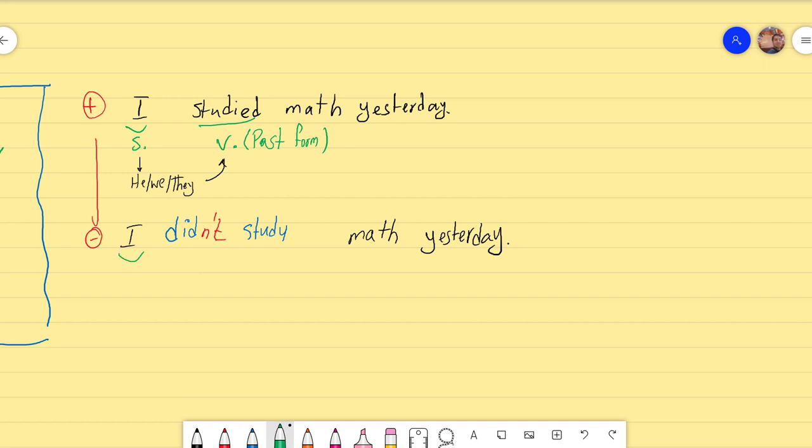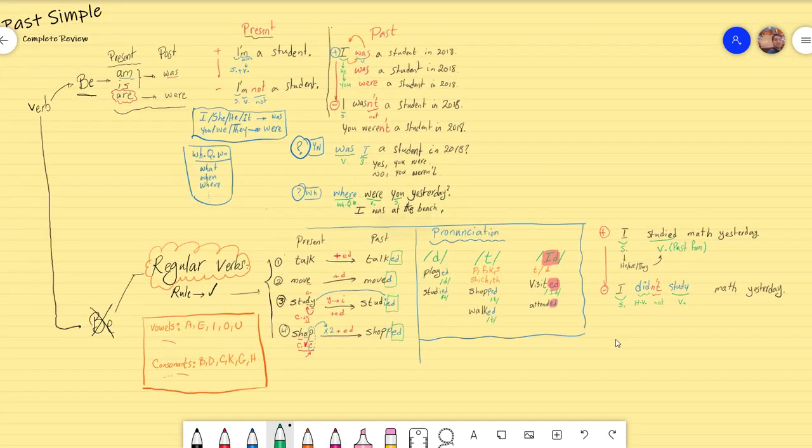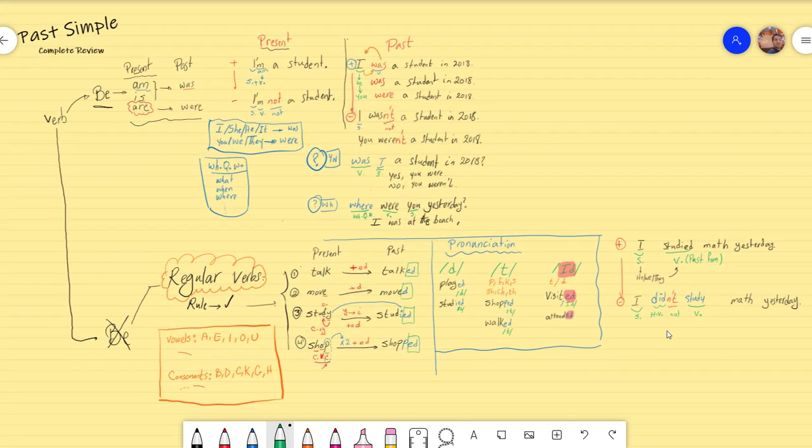Now let's take a closer look at it. What is I in the sentence? Subject. Good. What is the verb? Study. What is this? Not. What is did? Did is helping verb. Now, hang on a sec. We have the helping verb here. But what about helping verb here?